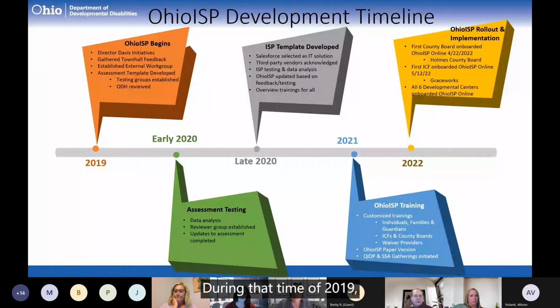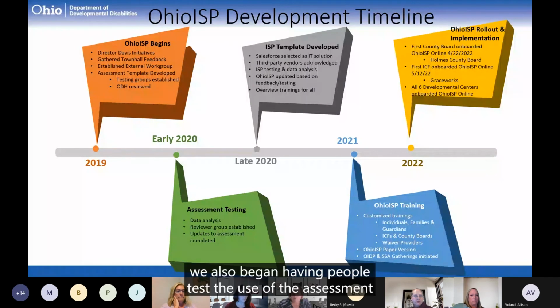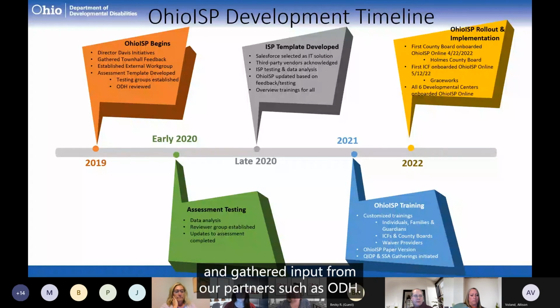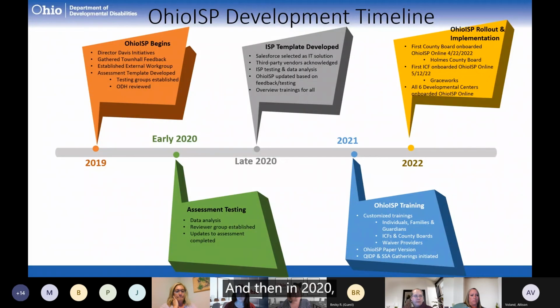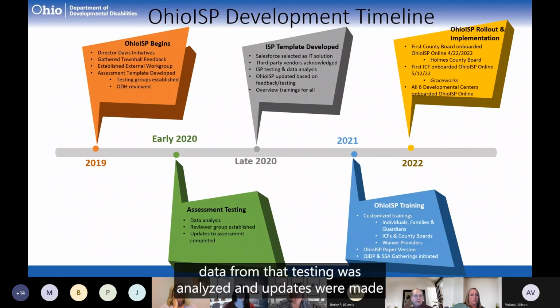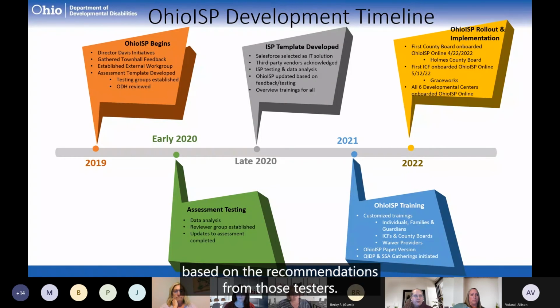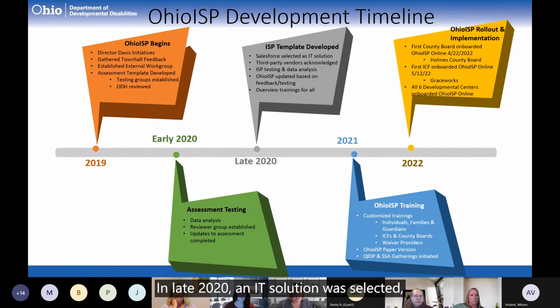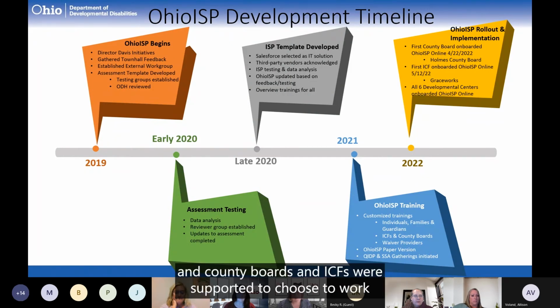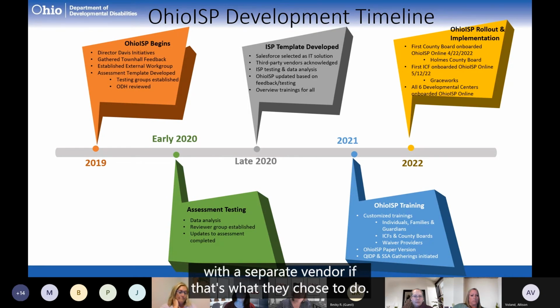During that time of 2019, we also began having people test the use of the assessment and gathered input from our partners such as ODH. And then in 2020, data from that testing was analyzed and updates were made based on the recommendations from those testers. In late 2020, an IT solution was selected, and county boards and ICFs were supported to choose to work with a separate vendor if that's what they chose to do.